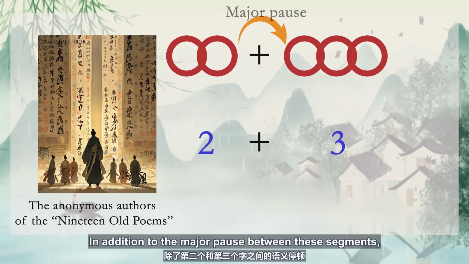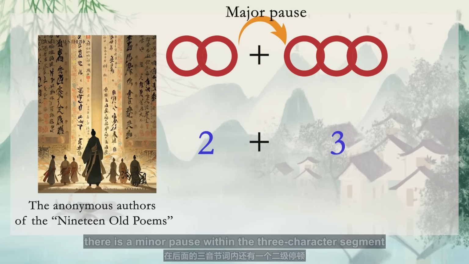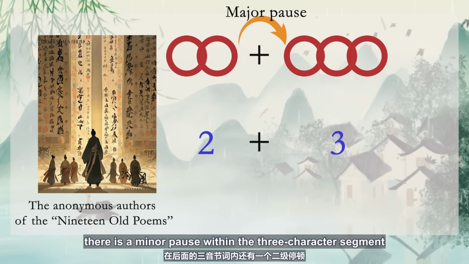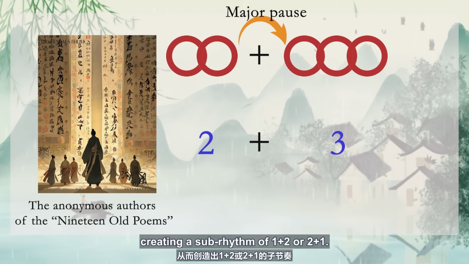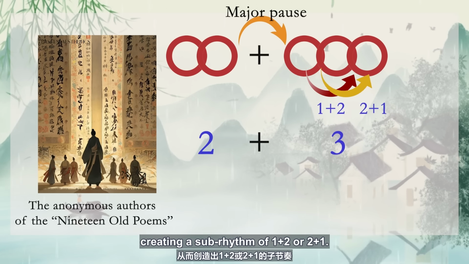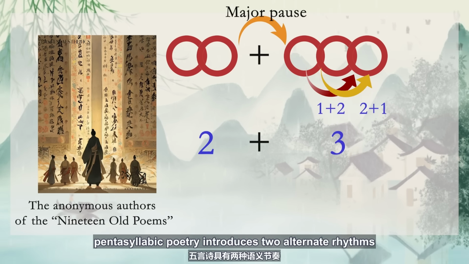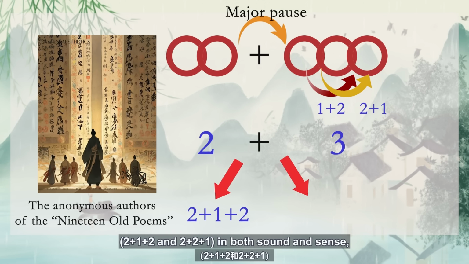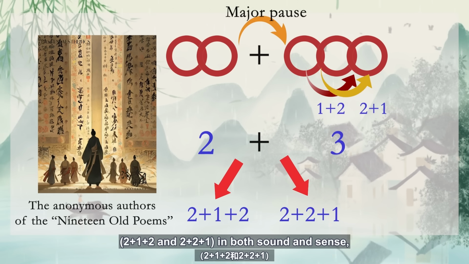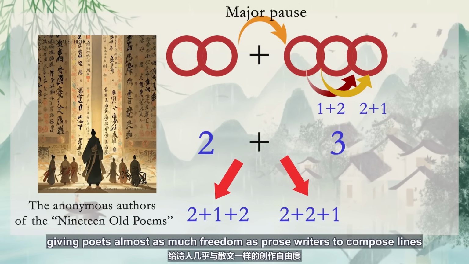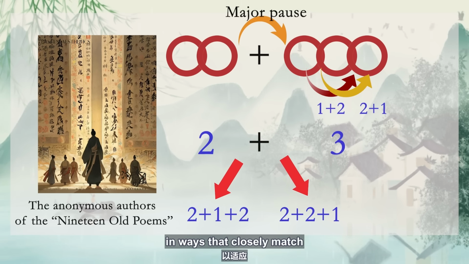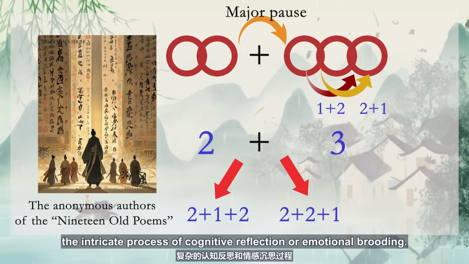In addition to the major pause between these 2 segments, there's a minor pause within the 3-character segment, creating a sub-rhythm of 1+2 or 2+1. So to be exact, pentasyllabic poetry introduced 2 alternate rhythms, 2 plus 1 plus 2, and 2 plus 2 plus 1, in both sound and sense, giving poets almost as much freedom as prose writers to compose lines in ways that closely match the intricate process of cognitive reflection or emotional brooding.